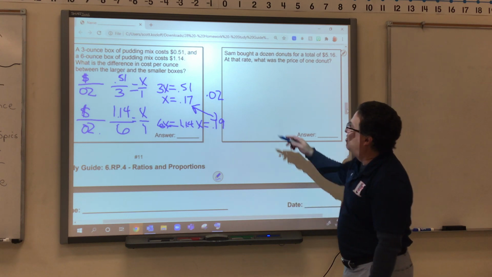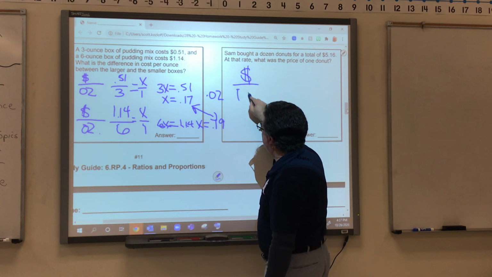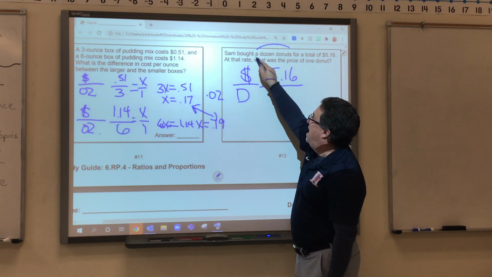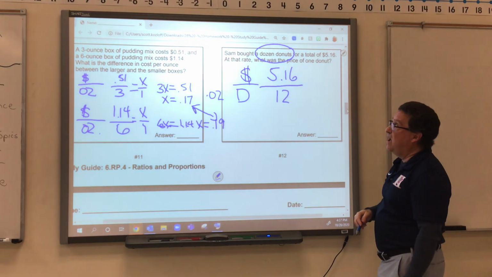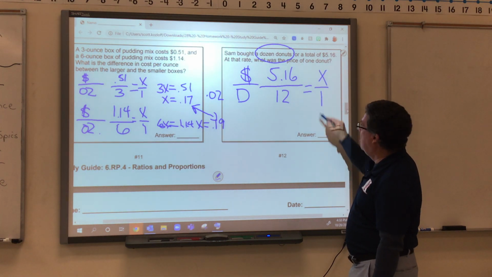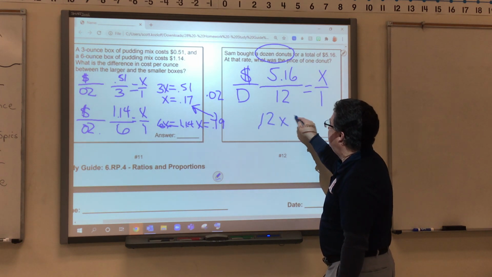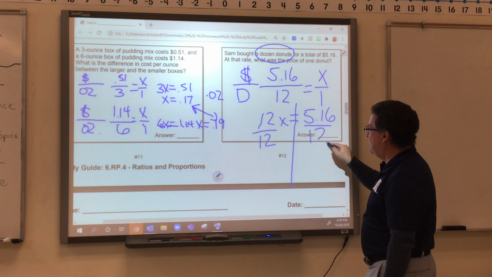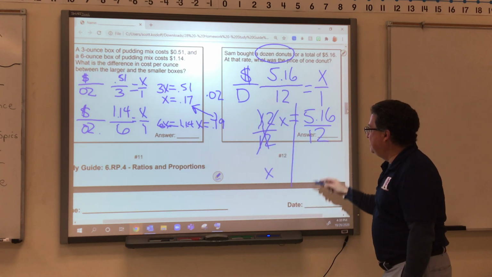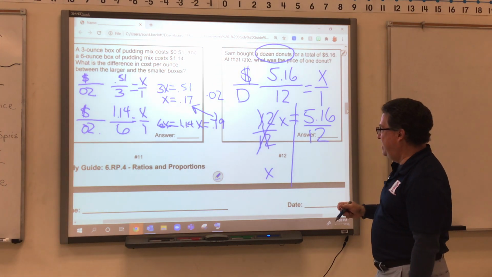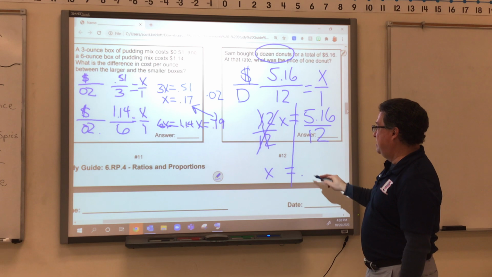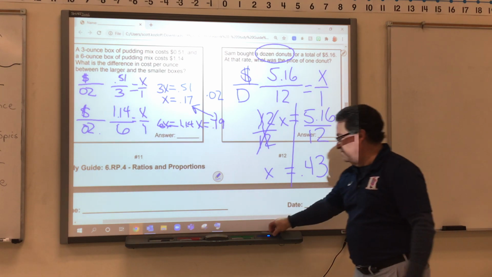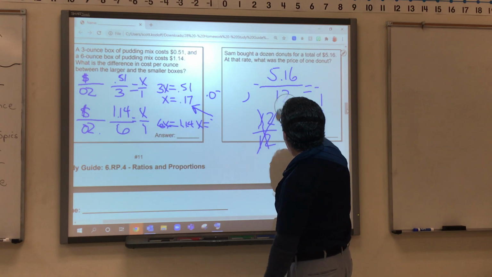Sam bought a dozen donuts for a price. That means dollars per donut. And I'm spending $5.16 for how many donuts? Not 1, but 12. And I want to know the price of 1, which means 12x is going to be equal to $5.16. Or, if I divide both sides by 12, this goes away, and x is going to equal whatever 12 goes into 5.16, which is going to be 0.43. 43 cents per donut. Start and stop that if need be. Ask me a question tomorrow if that didn't make sense.